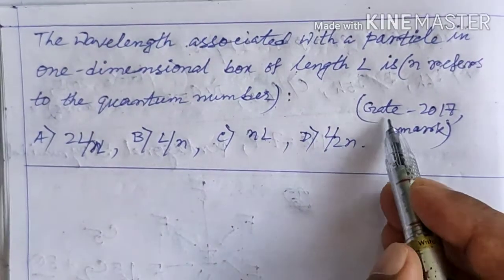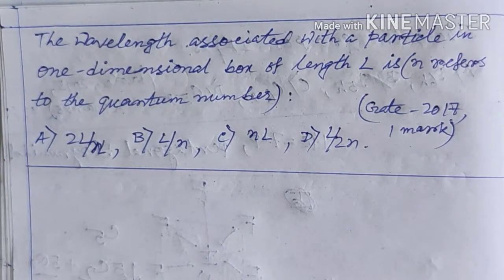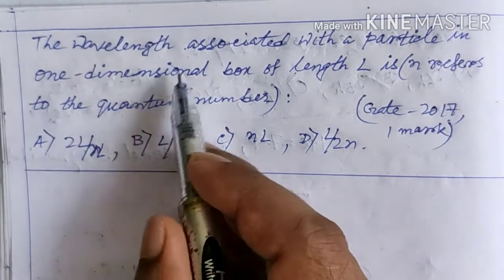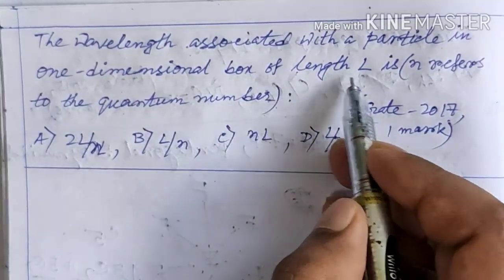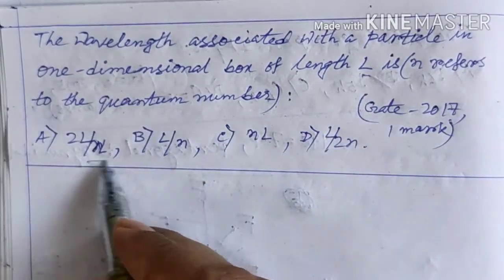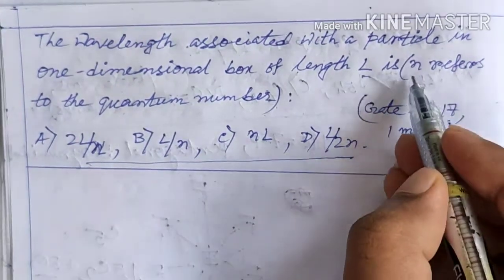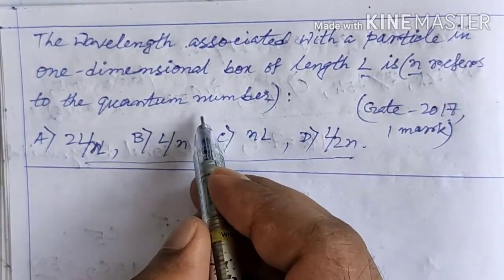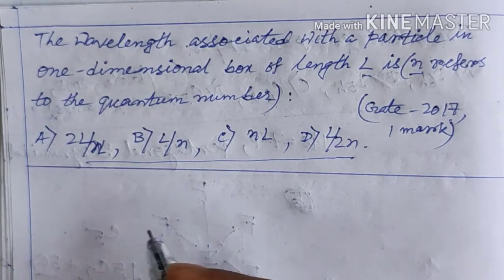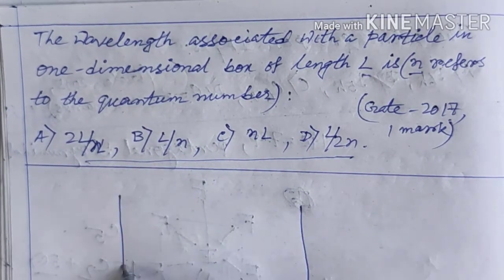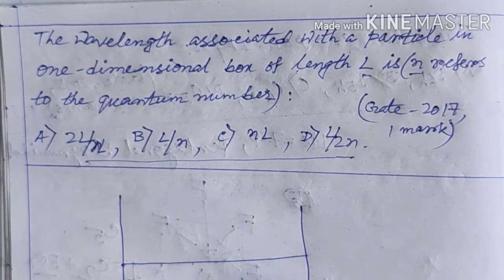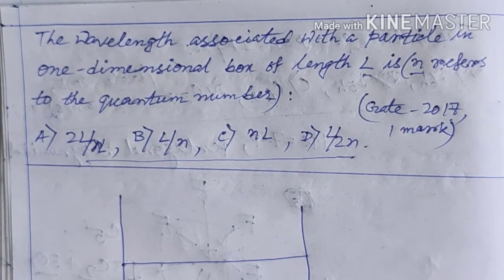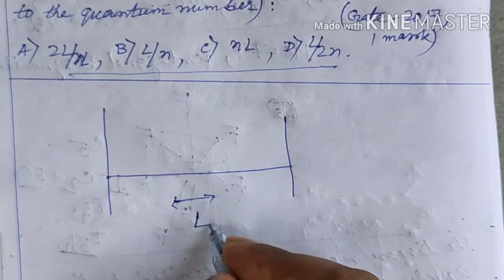The next question came in GATE 2017 for 1 mark. It is asked that the wavelength associated with a particle in a one-dimensional box of length L is which of this factor? Here n refers to the quantum number, that is principal quantum number. Now let's think a box of length L, that is the length of the box is L.